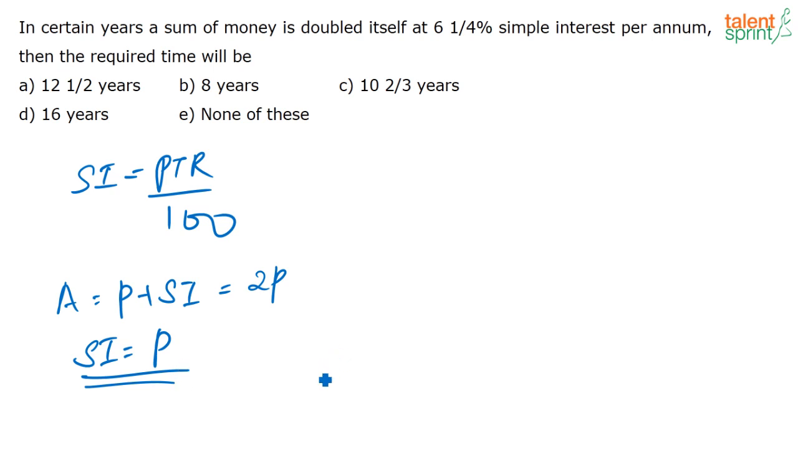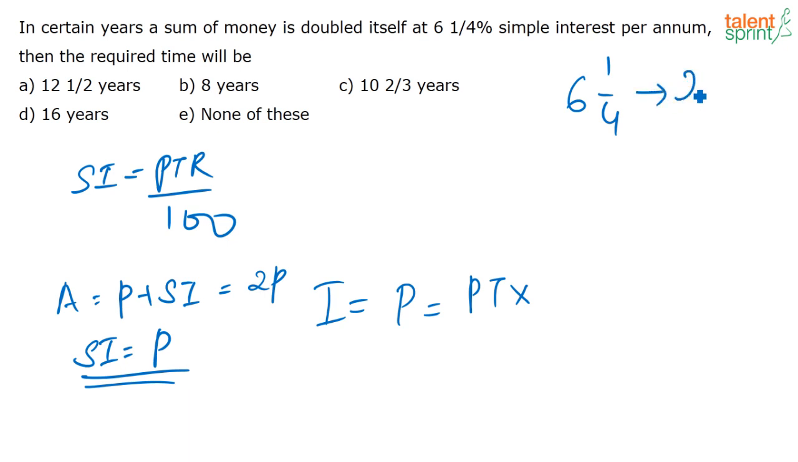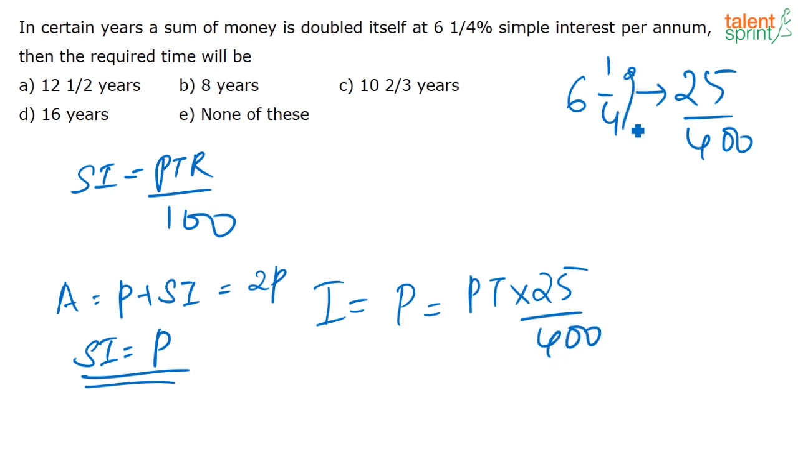So once you get this clue, what can we directly write? We can write P, the simple interest that you get is nothing but equal to the principal, and this is equal to P into T, we don't know. Now R is 6 1/4 percentage. What is 6 1/4 percentage? It is nothing but 25/400, correct? So percentage is 25/400.